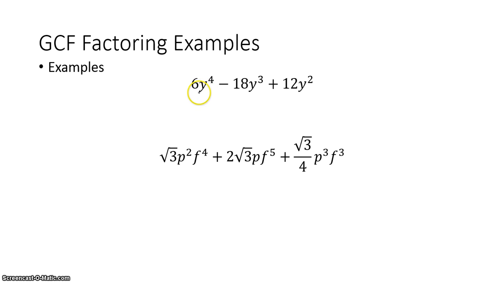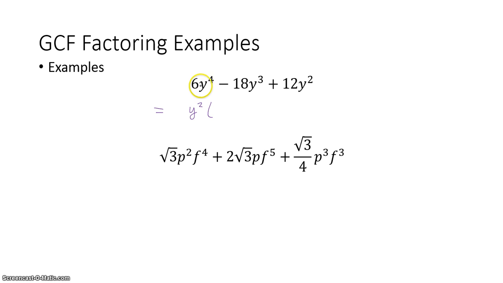If we look at 6y to the fourth minus 18y cubed plus 12y squared, I think it's pretty clear that every term has a y squared in it. So I can definitely factor out a y squared. And what I'll do is, as I decide what I'm factoring out, I'll write that outside the parentheses. And then when I'm done figuring out what the GCF is, I'll figure out what I have left inside the parentheses.